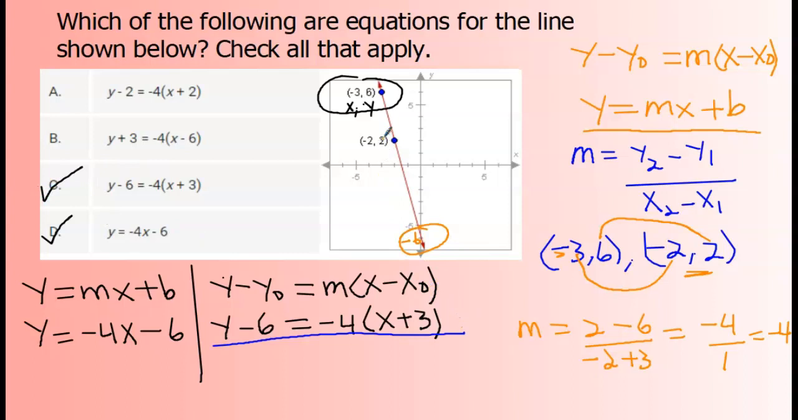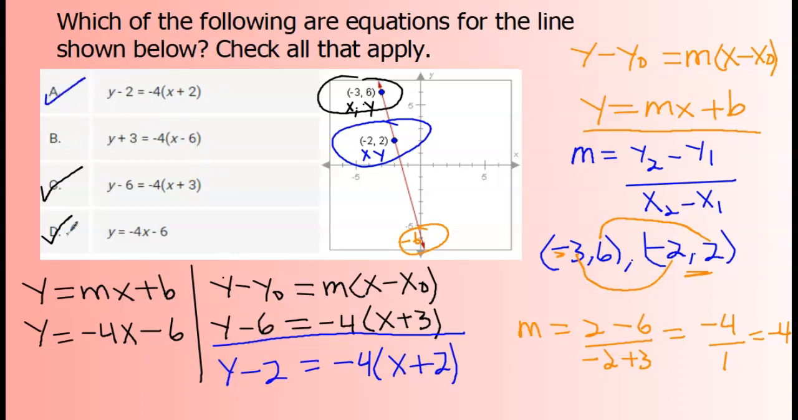Next we use the second point here. First is the x and this is the y. So we get y minus 2, -4 as the slope, and x plus 2. We check, and it's right here. So all three are right. That's how you solve this one.